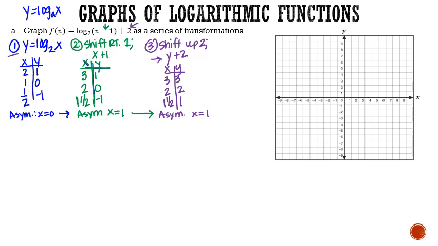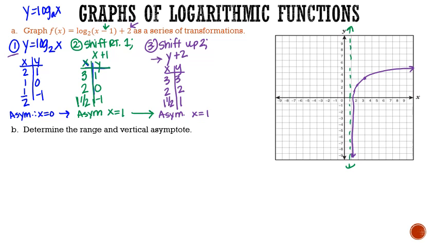So I have an asymptote at x equals 1, draw that in, and then plot my points, (3, 3), (2, 2), (1.5, 1). Get really close to that vertical asymptote, but never quite touch it.